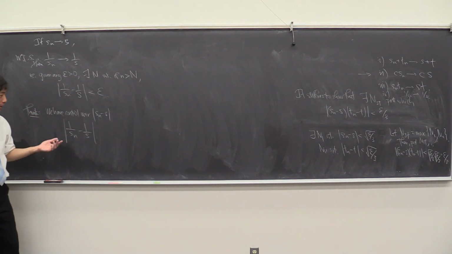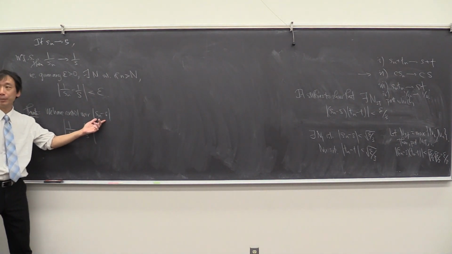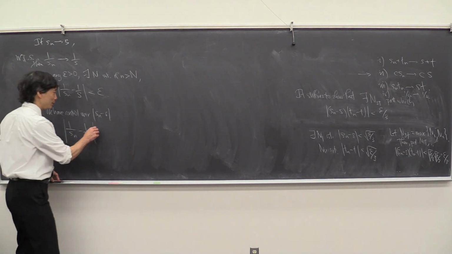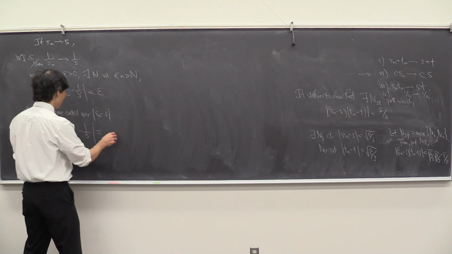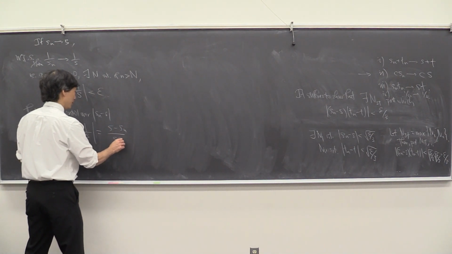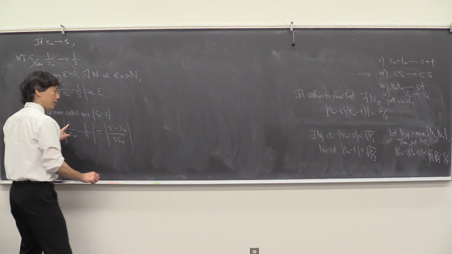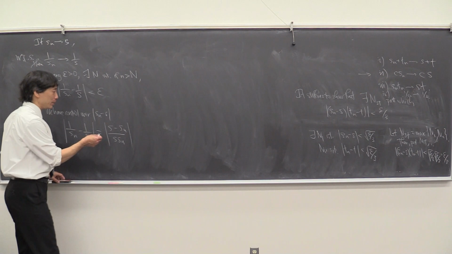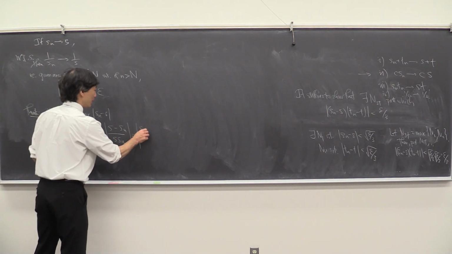Anybody see where Sn minus S actually kind of comes out of here? Could we make the denominators the same? Yeah, so use fractions. So we get S minus Sn over Sn S. Of course, the top is the same thing as Sn minus S.